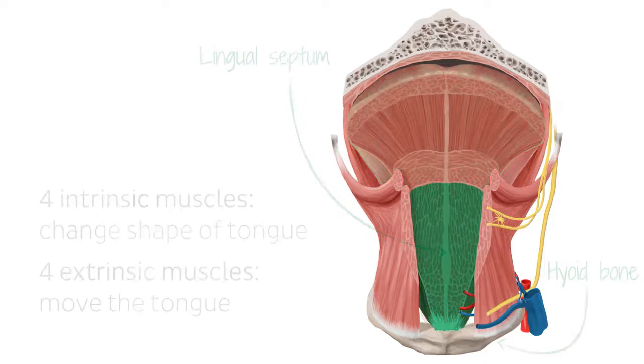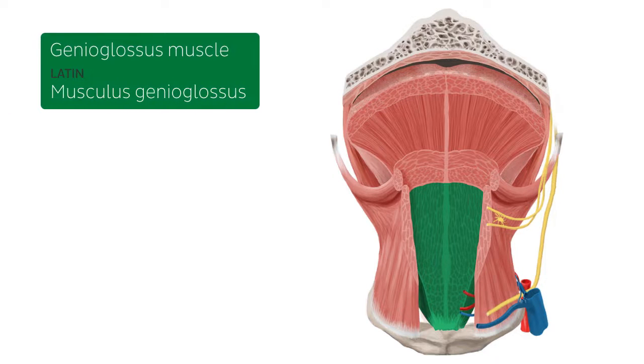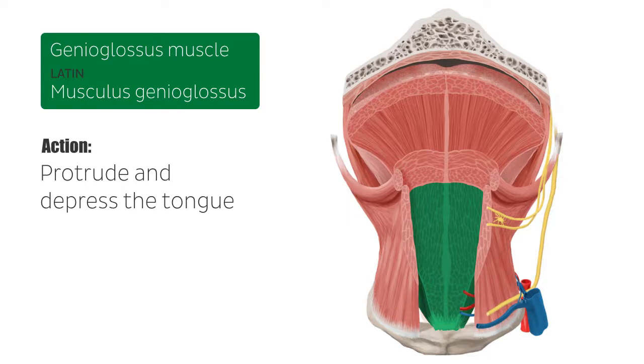So let's start off by looking at the extrinsic muscles of the tongue. The first extrinsic muscle we'll look at is the genioglossus muscle. As we can see in this image, it runs from the bottom of the tongue to the hyoid bone. The main action of the genioglossus is to protrude or stick out the tongue. It also acts to depress the tongue.